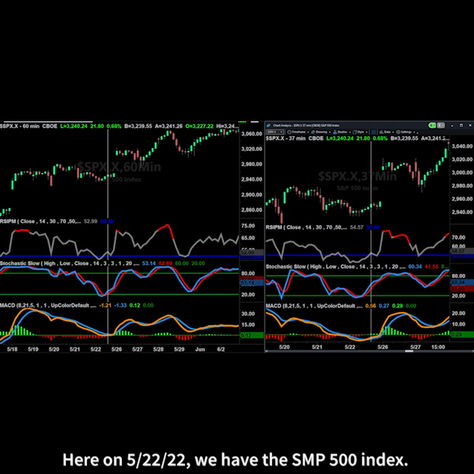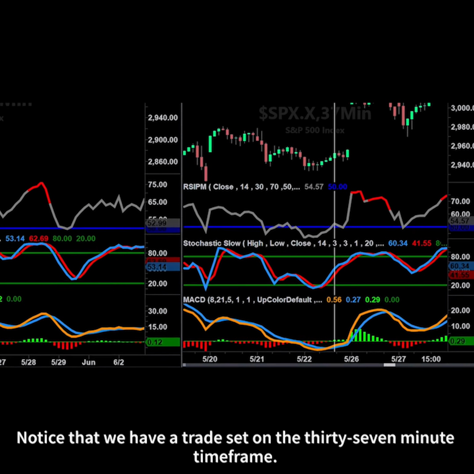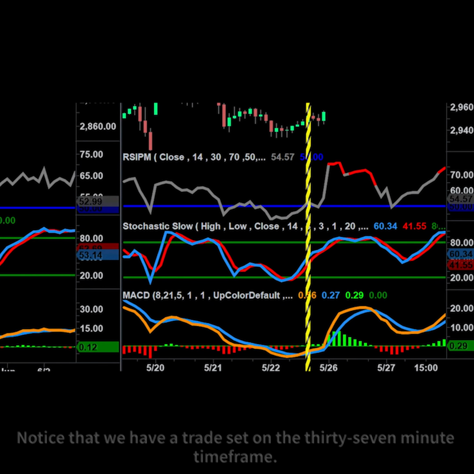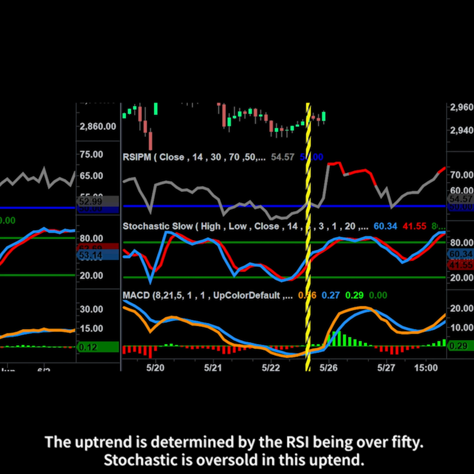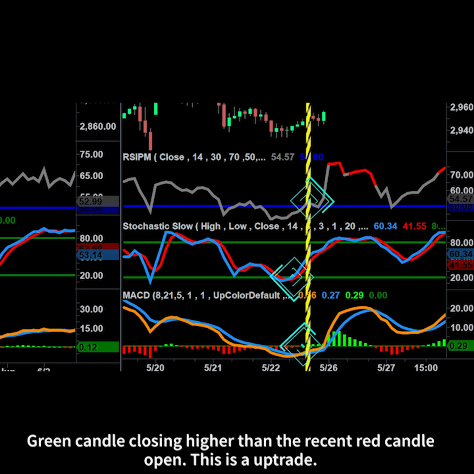Here on 5/22/2020, we have the S&P 500 index. Notice that we have a trade set up on the 37-minute time frame. The uptrend is determined by the RSI being over 50. Stochastic is oversold in this uptrend, and the MACD is crossing higher. Green candles closing higher than the recent red candle open. This is an up trade.